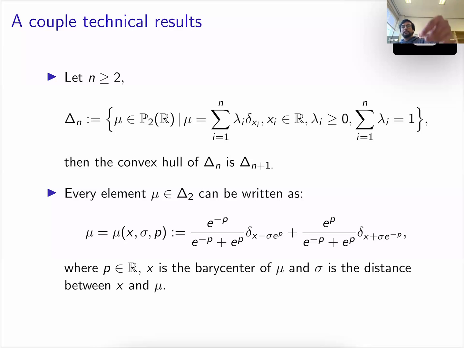You take the exponential of minus p over the exponential of p plus the exponential of minus p. So that's one weight. And you have the delta at x minus sigma, the exponential of p, plus something similar, the same weight, except that it has the exponential of p, and the other weight is x plus the exponential. So why do I want this expression for measures with 2 atoms?